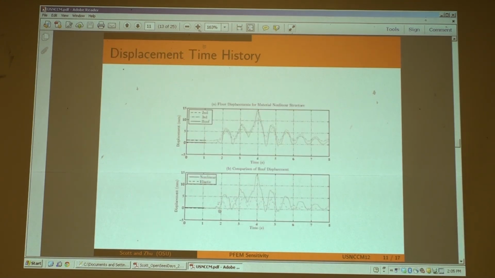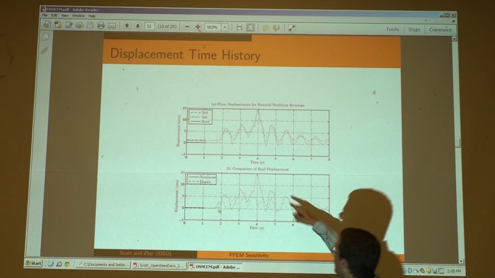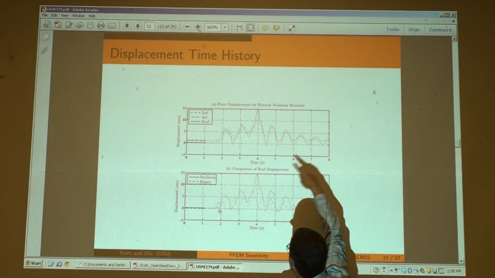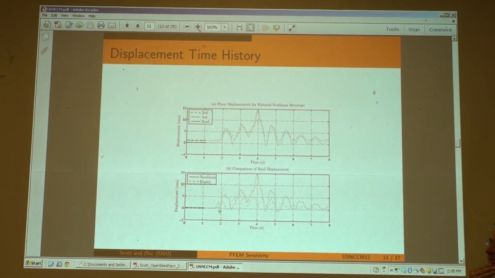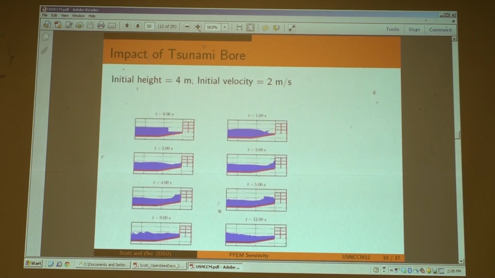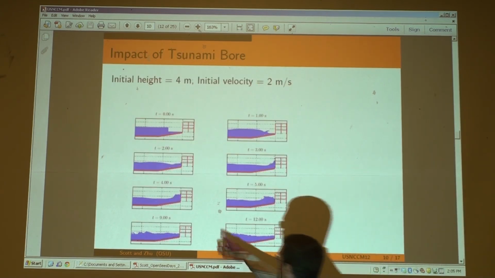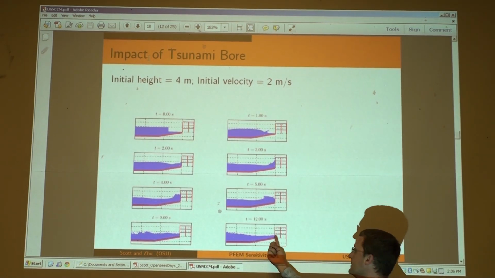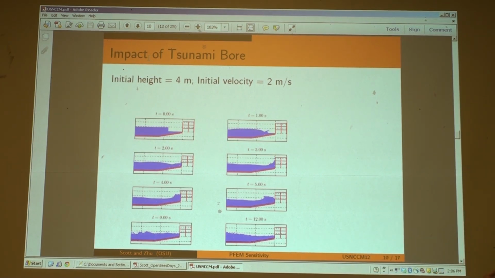You can kind of see it here. After about 4 seconds, the water recedes, and then you see the damped response of the structure. There's still some water in contact after 4 or 5 seconds, so it's trying to vibrate, but the water provides the damping and brings it down.